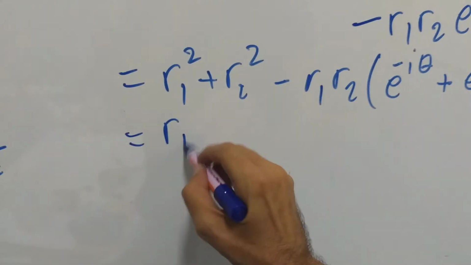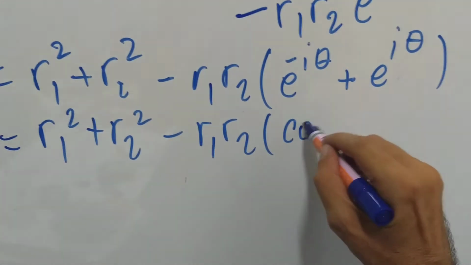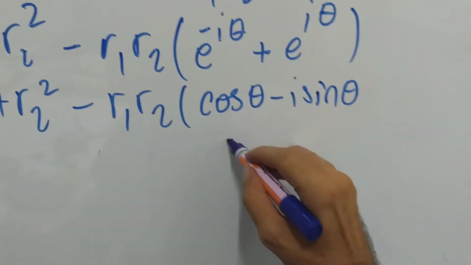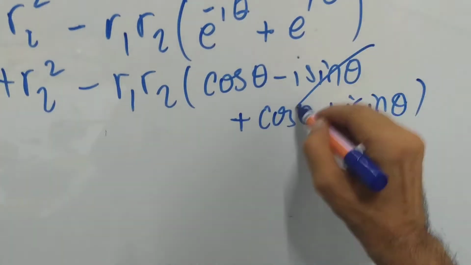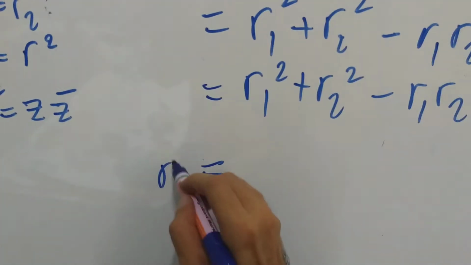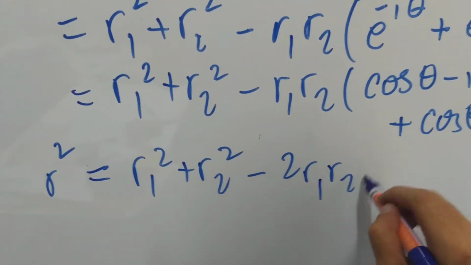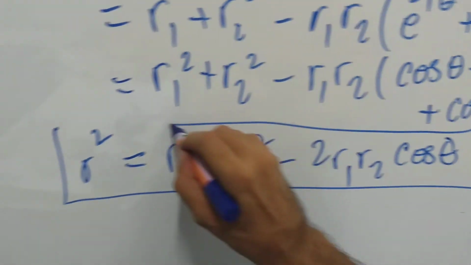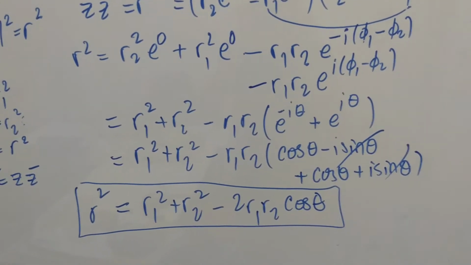Great. Now I use Euler's formulas. R1, R2. This is cos theta minus i sine theta plus cos theta plus i sine theta, like that. So this cancels with that, and I end up with r1 squared plus r2 squared minus 2 r1 r2 cos theta. Ta-da! Well, have you ever seen a proof like that before, using complex numbers? Really nice. Now, let's do the other thing that we need to show.